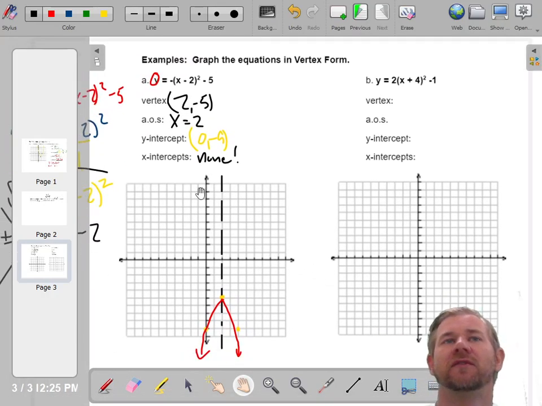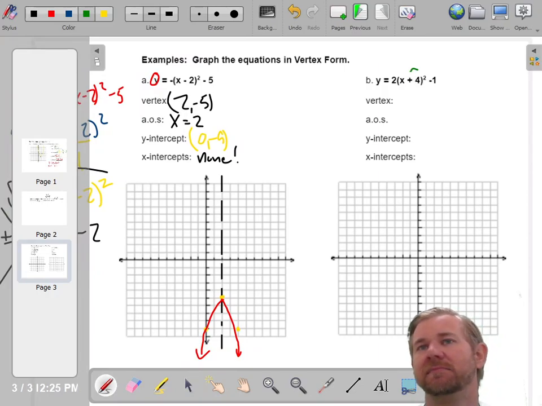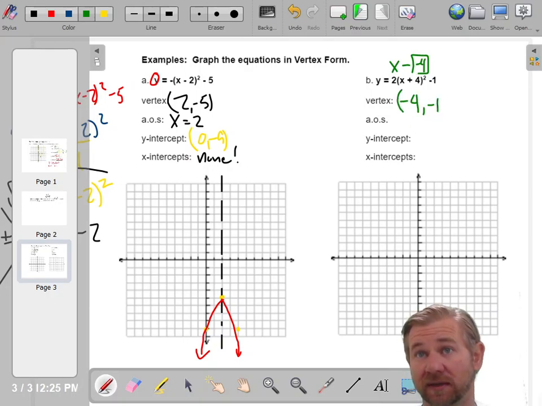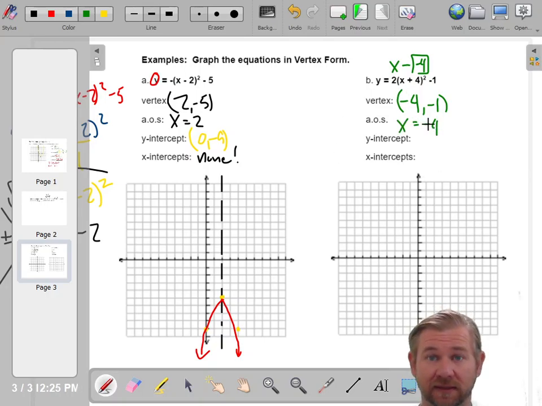Let's try another one. The vertex, you can just see it. It's x minus h. But again, it's supposed to be a minus sign. So what did they plug in there to get 4? They must have plugged in negative 4. The y-coordinate is negative 1. That tells you the axis of symmetry is negative 4. Draw it. 1, 2, 3, 4.